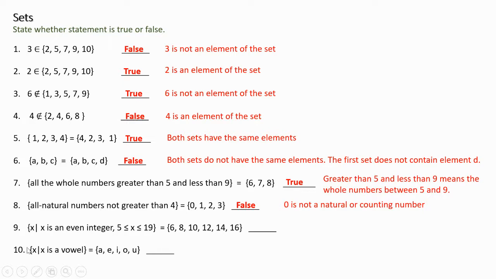Now look at number 9. It reads, the set of the elements x such that x is an even integer and x is between 5 and 19, that is, 5 is less than or equal to x and x is less than or equal to 19. Is this true or false? It equals 6, 8, 10, 12, 14, 16, the set.